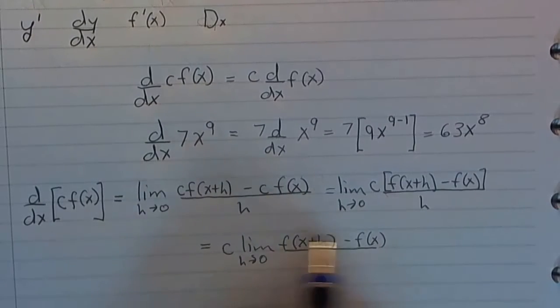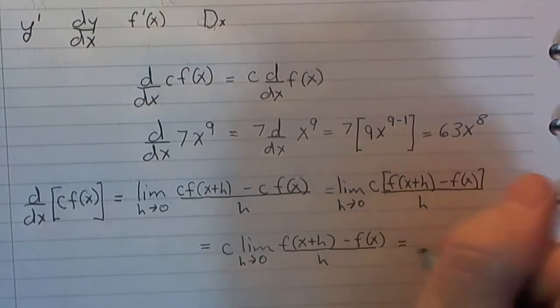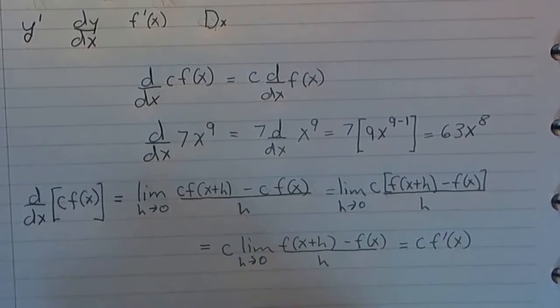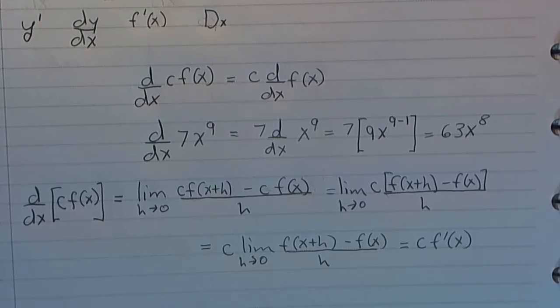And this is just f prime. So you can see here, this is c f prime of x. So factoring out that constant, which is fine. Okay? So we can factor out a constant and then just differentiate.